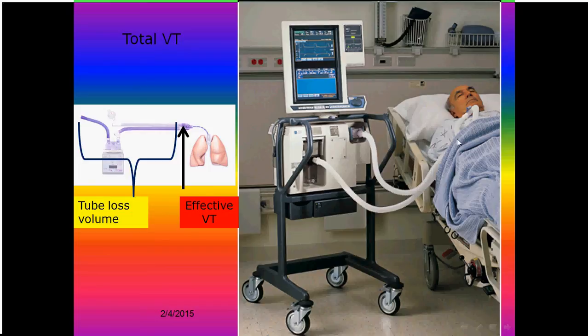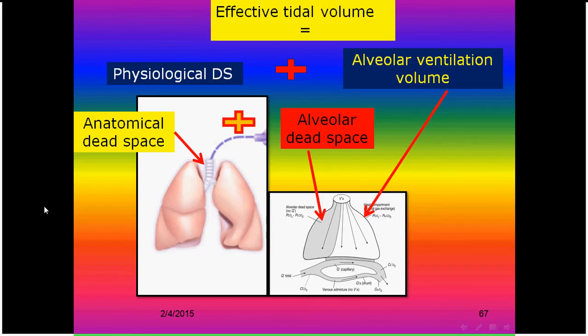So this is the effective tidal volume and not the total tidal volume. The total tidal volume includes the volume lost in the expansion of this tube according to its compliance. This should be kept in mind while we are dealing with the mathematics of the lung. The effective tidal volume will include for sure the anatomical dead space, alveolar dead space, and alveolar ventilation volume. This is very important to consider.